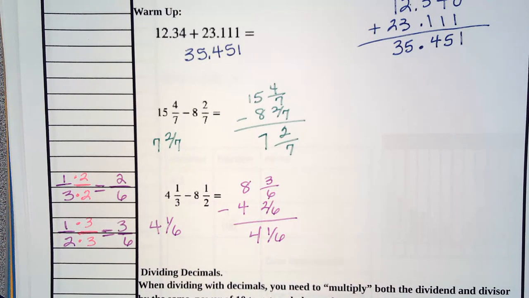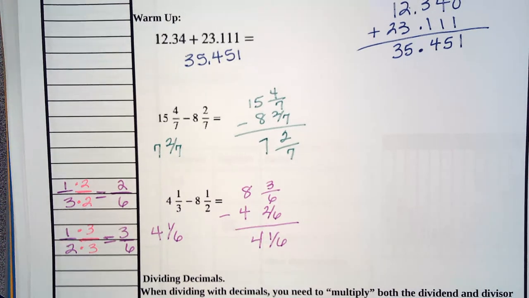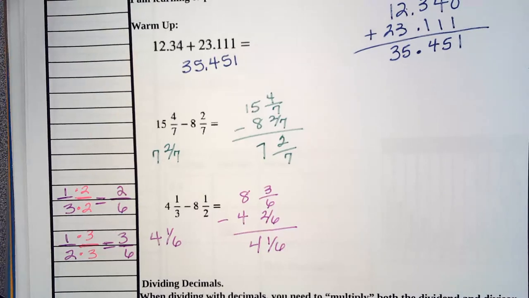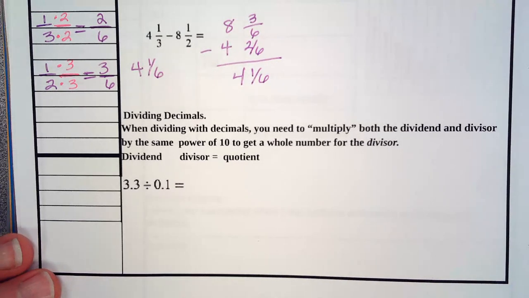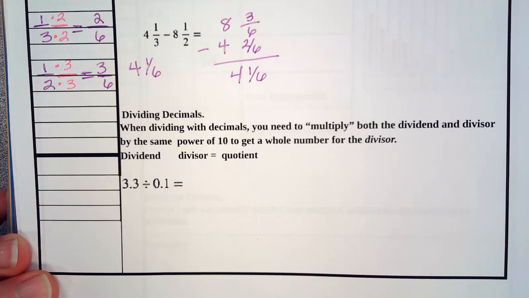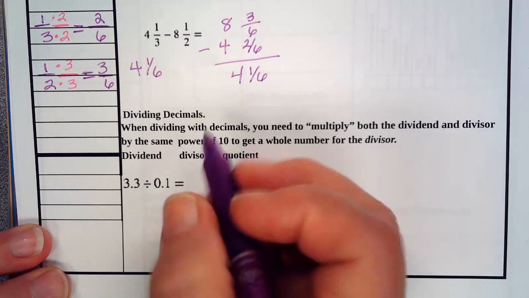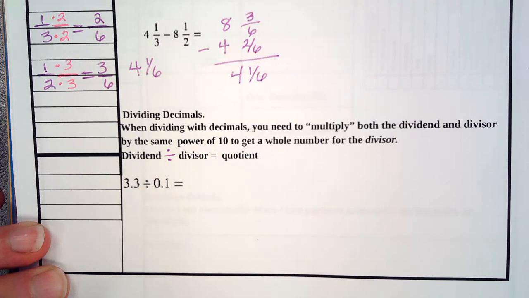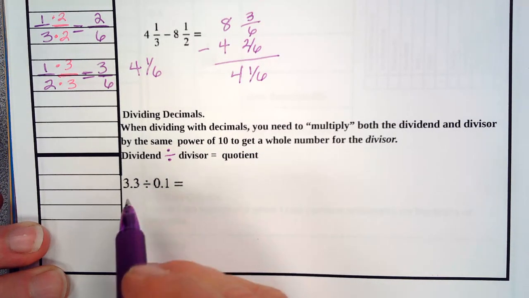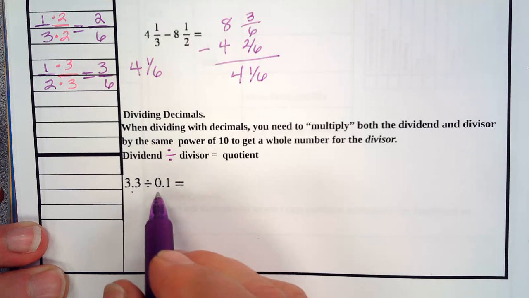Okay, so now we're going to look at dividing by decimals. When dividing, you need to multiply both the dividend and the divisor by the same power of 10 to get a whole number for the divisor. Your dividend divided by the divisor is your quotient. So here's my dividend, here's my divisor.